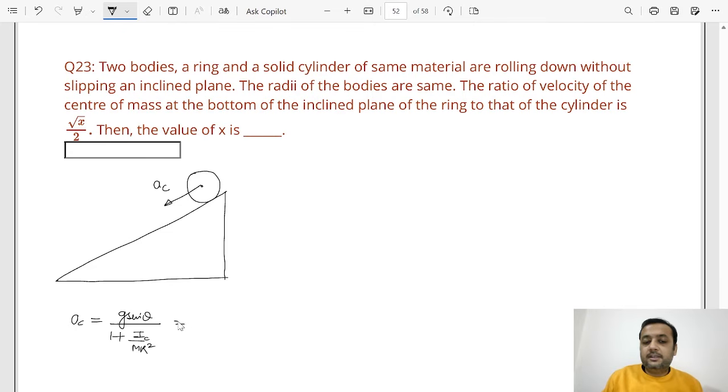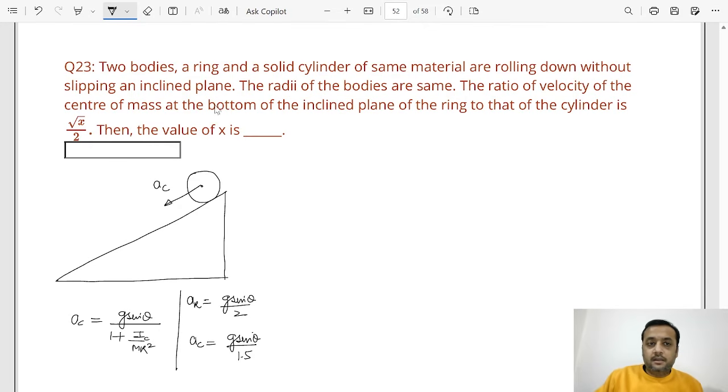Now for the ring, I center of mass will be mr square. So the acceleration of the ring will be mr square upon mr square, which becomes 1, so g sin theta upon 2. For the cylinder, I center of mass will be half mr square, so half mr square upon mr square will be half. So that will be g sin theta upon 1.5.